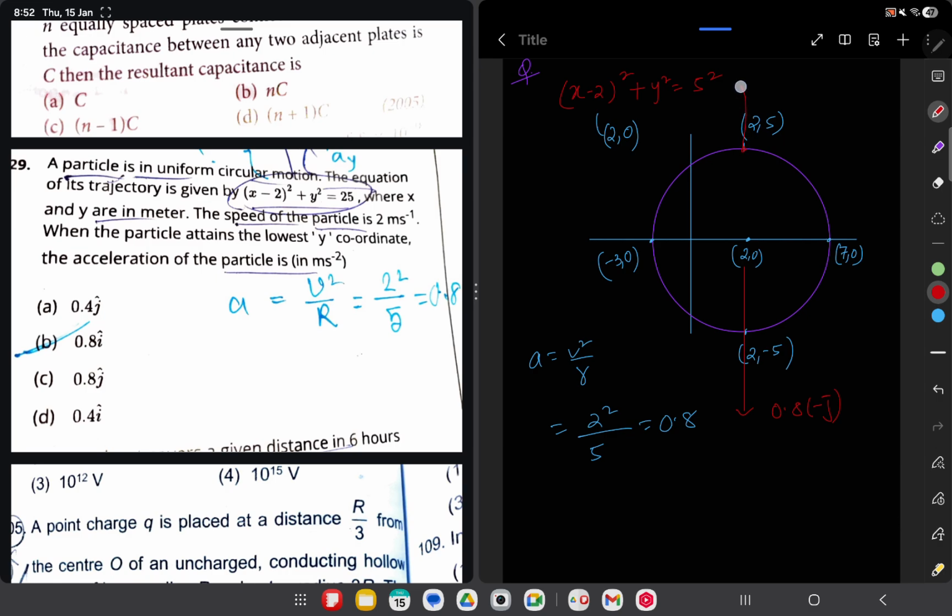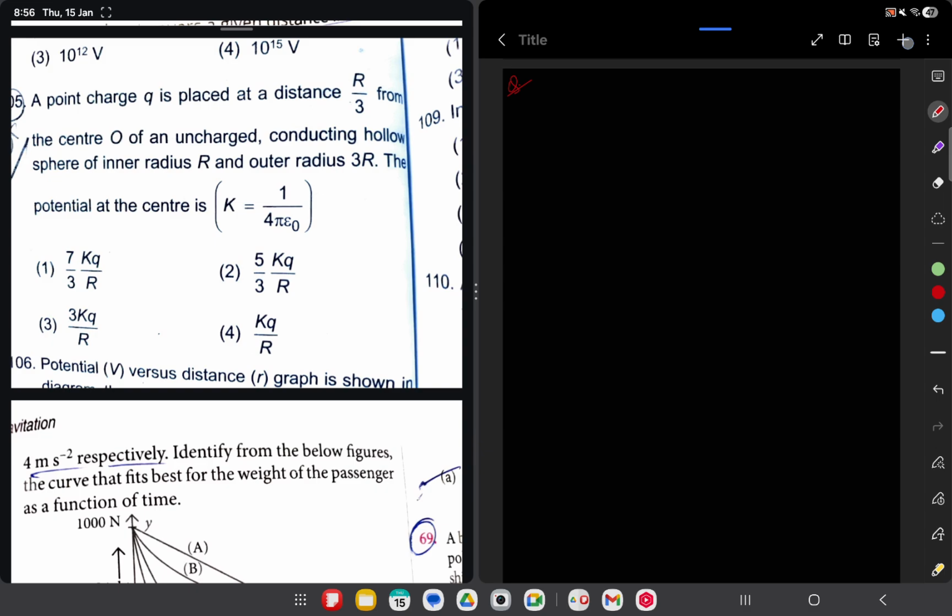At this point the acceleration will be along this direction. The acceleration will be along this direction, 0.8 plus j cap, for this one in this direction towards the center, and for this one in this direction. So at all points you can find the acceleration along the direction towards the center.